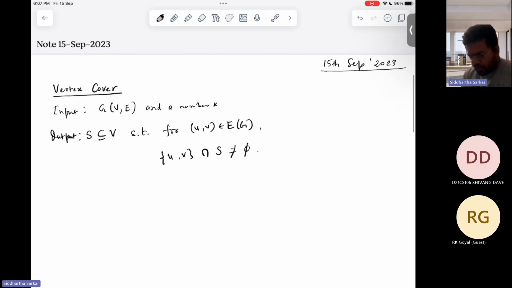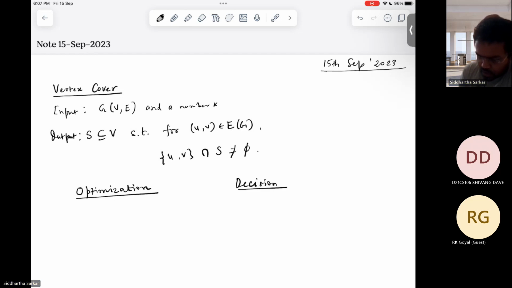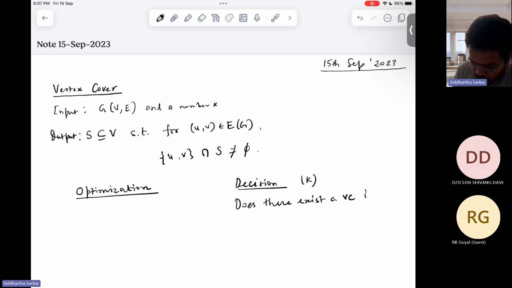And when we are optimizing, we have two versions of the vertex cover problem. One is the optimization version, where we're asking what is the minimum number of vertices that we must pick to cover all the edges. And the other one is the decision version. In the decision version, we have an additional input k, and we ask: does there exist a vertex cover in G of size at most k?